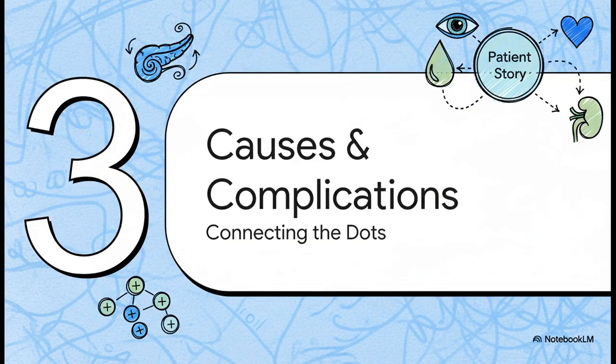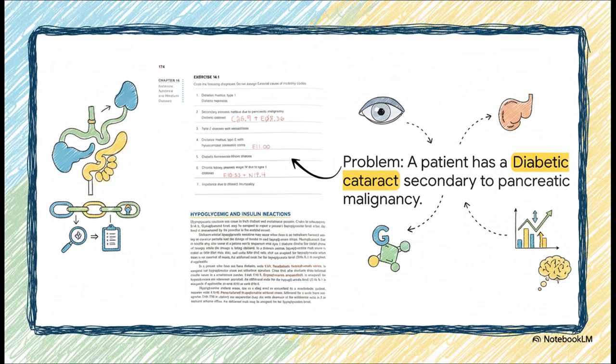So we know the different types of diabetes, and we know about the power of that "with" convention. Now, it's time to learn how to connect the dots between the main diabetes code and all the other conditions it can lead to. This is where the real storytelling begins. Okay, let's try a real-world example right from our source material. A patient has a diabetic cataract. Now, in this specific case, the chart notes tell us it's secondary diabetes, and it was caused by pancreatic cancer. So, where do you even start with that?